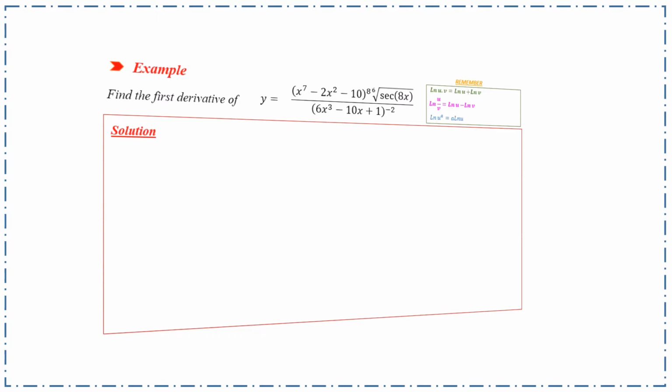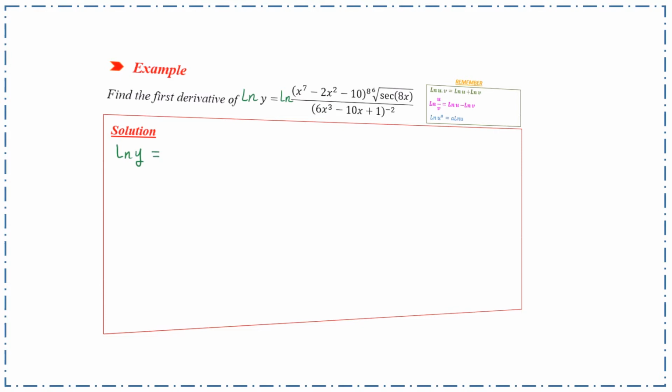So the first step is to take ln for both sides. Then you will have ln of y on the left hand side, and on the right hand side you have to use the properties of logarithmic functions. When you have multiply, this means addition. When you have divide, this means subtraction. When you have powers, you have to put it down, then multiply it by the logarithmic function.